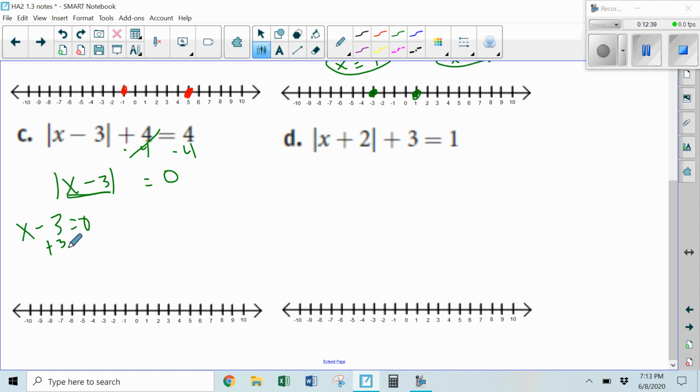Let's solve this one. Get x by itself. I get 3. 3 is the only answer here. 3 is the only x value of all of the numbers that when I do this, I will get 4. Letter D.